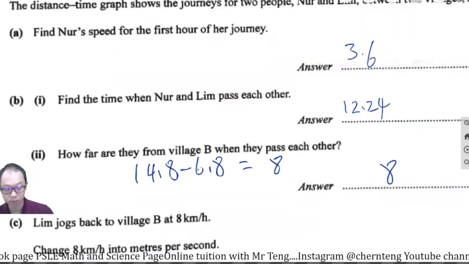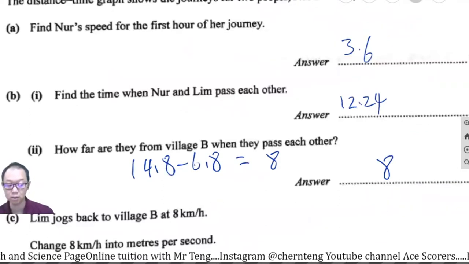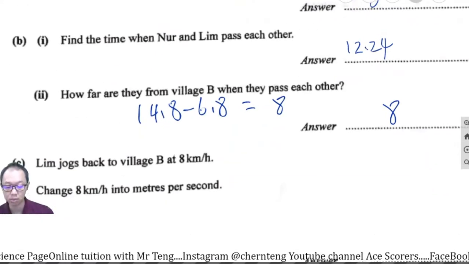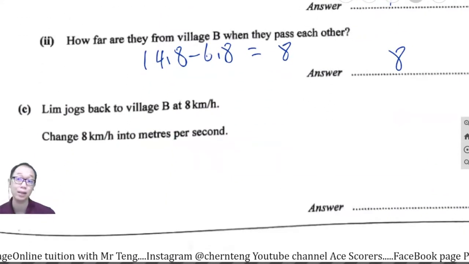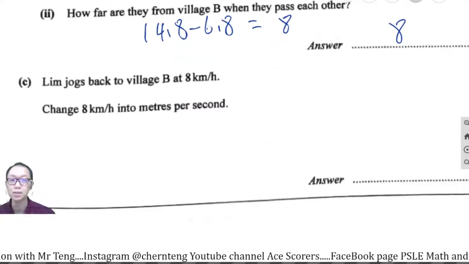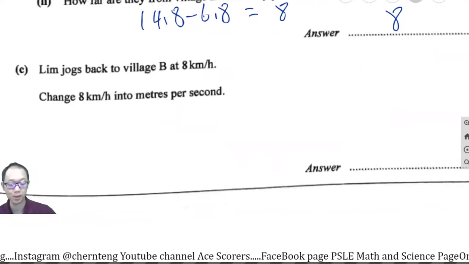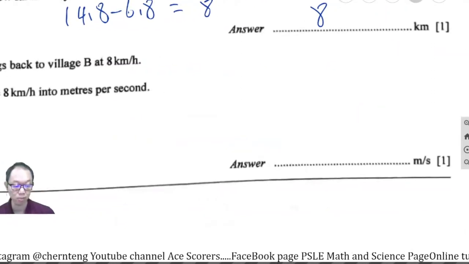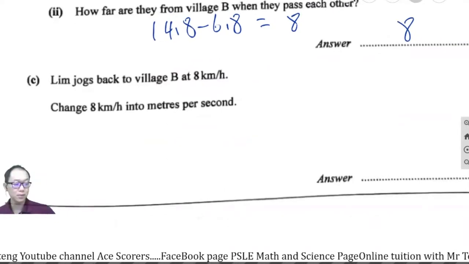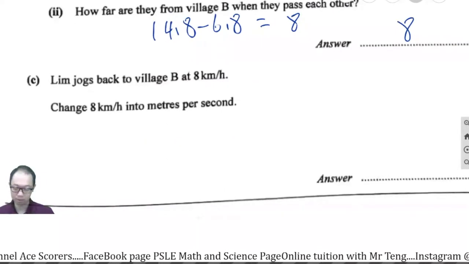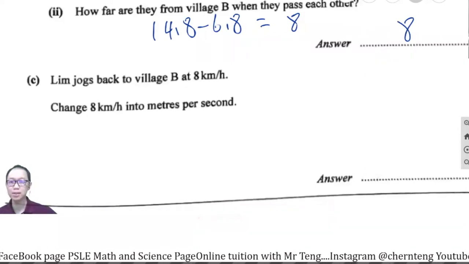Next. Lim jogged back to village B at 8 kilometers per hour. Change 8 kilometers per hour into meters per second. I think this you can do. Let's give it a try. Everyone can do this. Do you know how to do it? How many marks is it? 1 mark. Simple question. Do this, and tell me the answer once you're done.